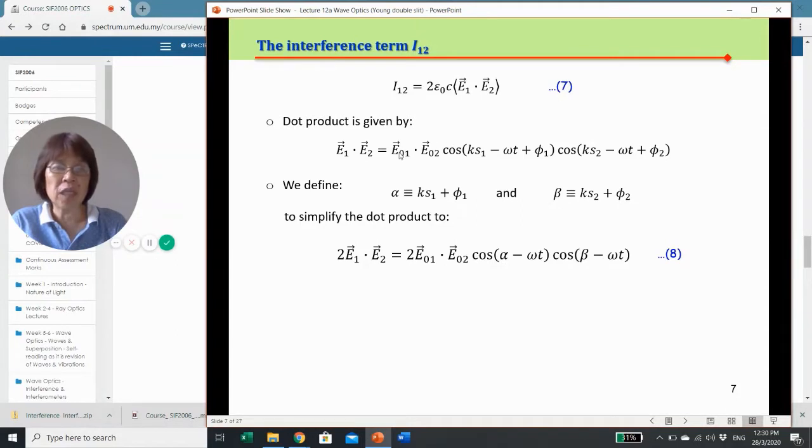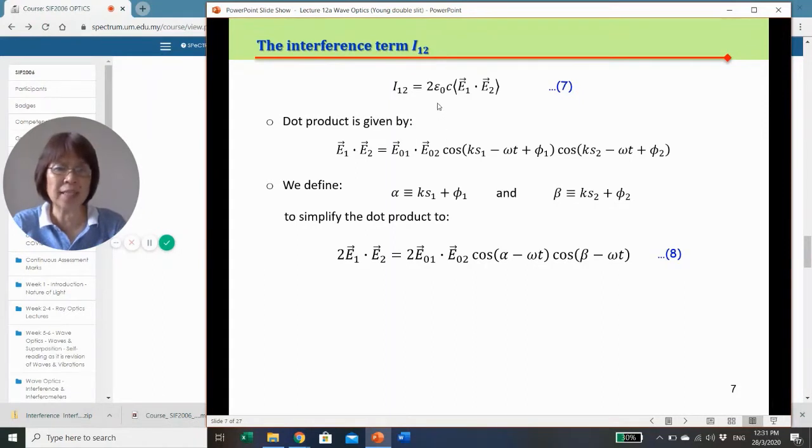Now, E1 is given as E01 cosine of (k s1 minus omega t plus the initial phase phi 1), and E2 is given by E02, the amplitude, multiplied by cos of (k s2 minus omega t plus phi 2), which is the initial phase of wave 2. So now we are going to lump up the phase k s1 plus phi 1 and represent it by alpha, and k s2 plus phi 2 represented by beta, so that it's easier to write. We want to simplify the dot product now.